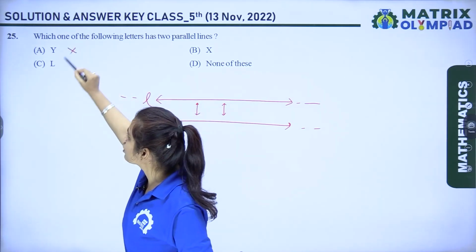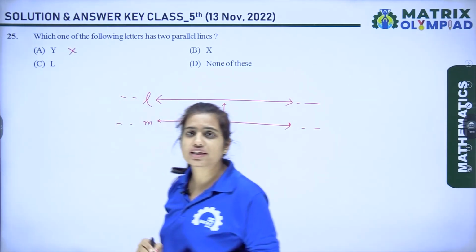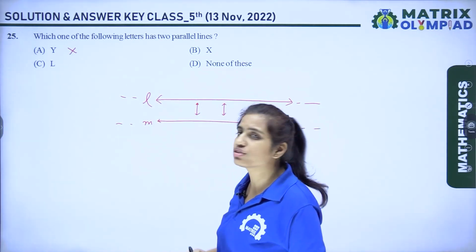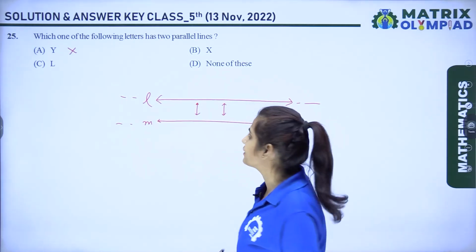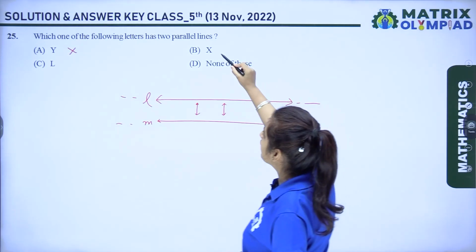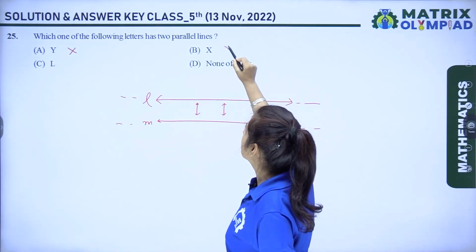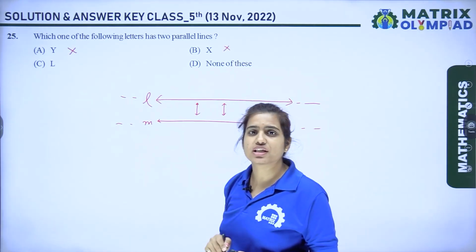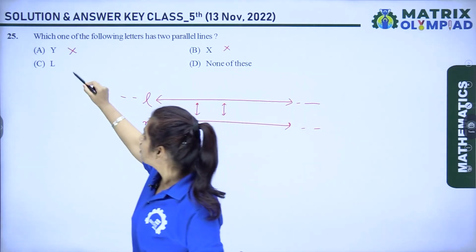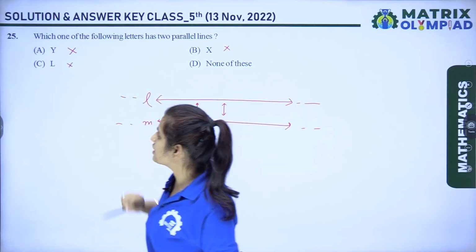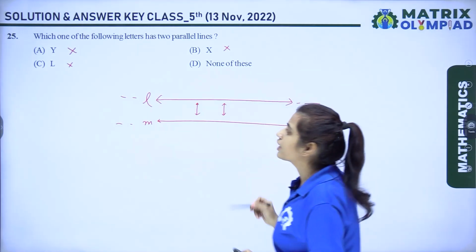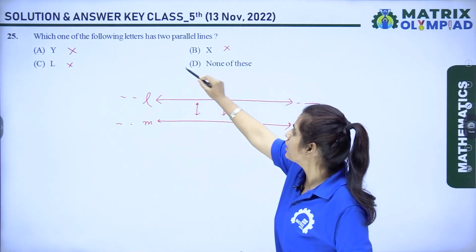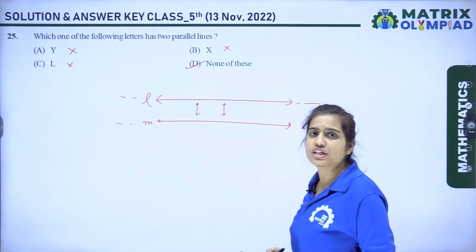So here option A is not correct, as letter Y is not representing two parallel lines. Here in option B, the letter is X. So here letter X is also not representing the parallel lines. Nor option C. So here the correct option is option D, that is none of these.